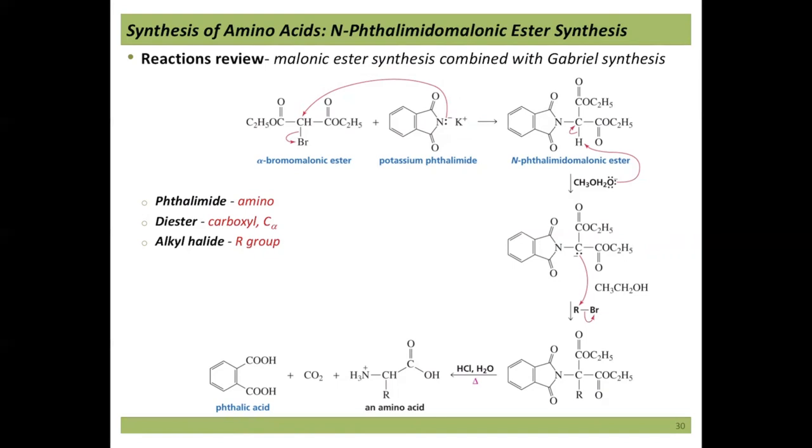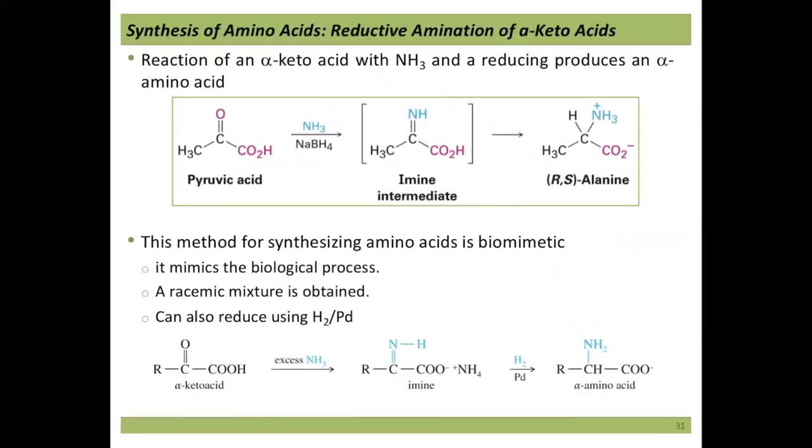So this just shows you actually how you'd make that protected amine group. You just do your malonic ester reactions that we talked about in the enolate chapter. Here's another one. This is probably the simplest way. This is also a review of chemistry that we just talked about.